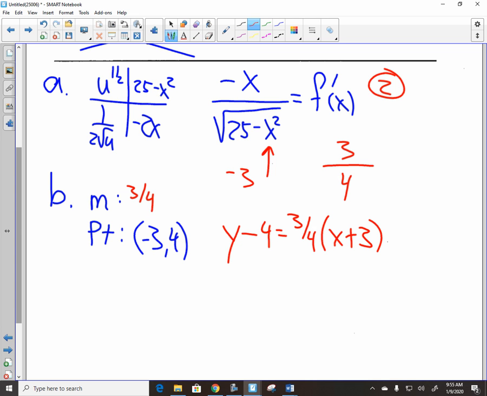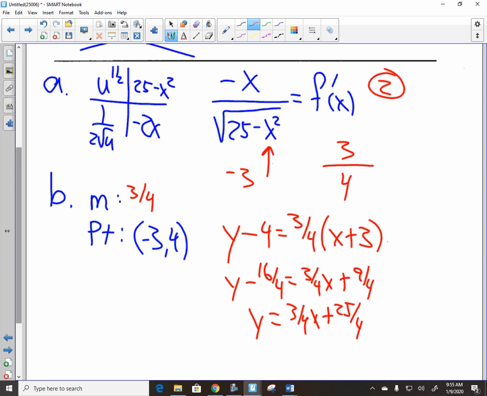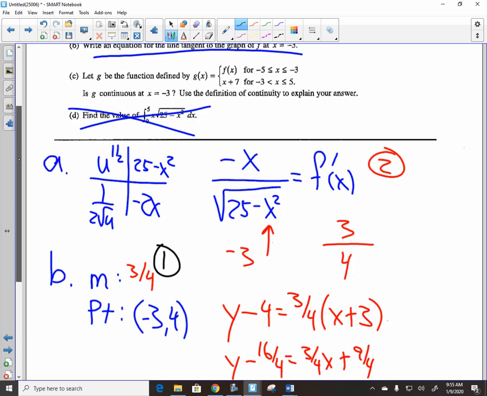Folks, if you didn't put it in slope-intercept form, don't worry about that. They'll give you full credit for that. If you did, it's y minus 16/4 is equal to 3/4 x plus 9/4. Add that together, we get y is equal to 3/4 x plus 25 over 4. If you got that correct, you do in fact get 2 points. You get 1 point for that correct equation. You get 1 point if you can come up with the correct slope as well. 1 point for the correct slope. So you're up to 4 points so far.